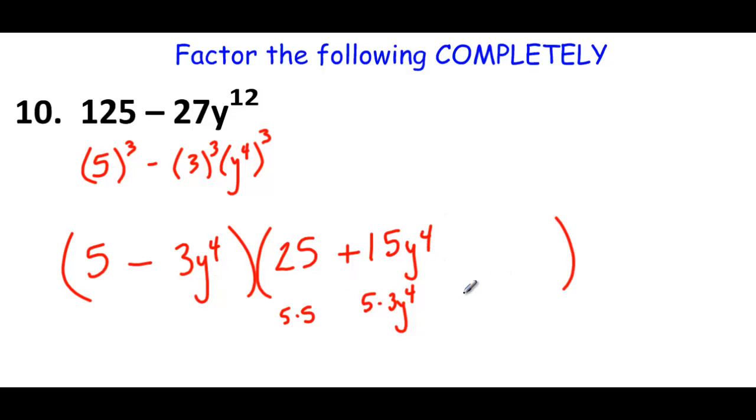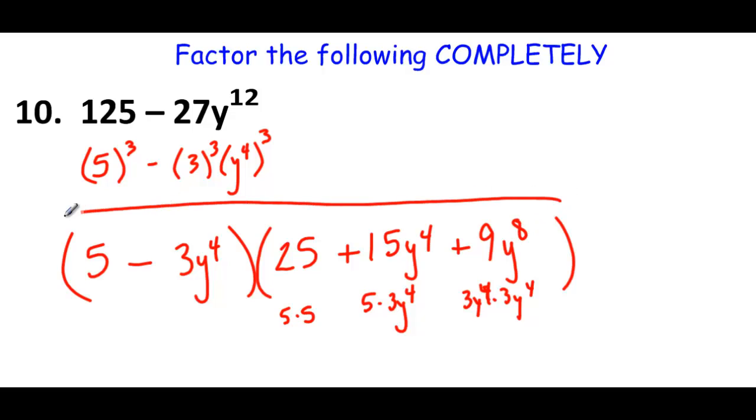And to get the last term, it's just 3y to the 4th times 3y to the 4th. Again, this is always going to be positive because we're squaring something. 3 times 3 is 9. Y to the 4th times y to the 4th. Remember, you add exponents. Gets me y to the 8th. So my final answer would look like this.